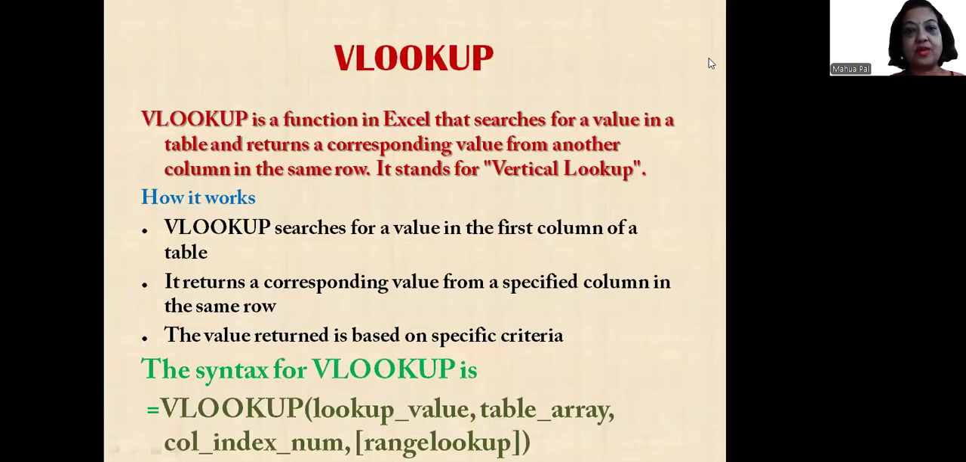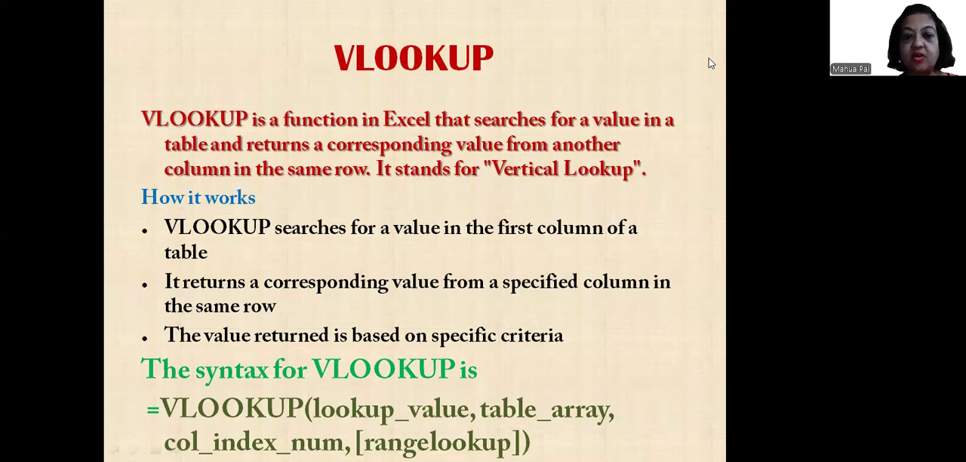VLOOKUP. VLOOKUP is a function in Excel that searches for a value in a table and returns a corresponding value from another column in the same row. It stands for vertical lookup. How does it work? The VLOOKUP formula searches for a value in the first column of a table.